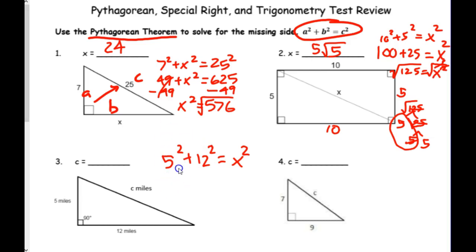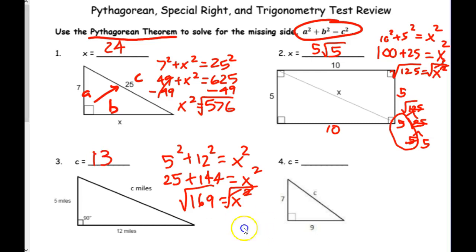But in case you don't memorize that, it is what it is. Let's do the math here. 5 squared is 25. 12 squared is 144. That equals x squared. Add these up, you get 169 equals x squared. And then to get rid of the square, we square root. The square root of 169 is 13. Okay? So, if you were to do this, you'd have 13 and 13. And that's it.